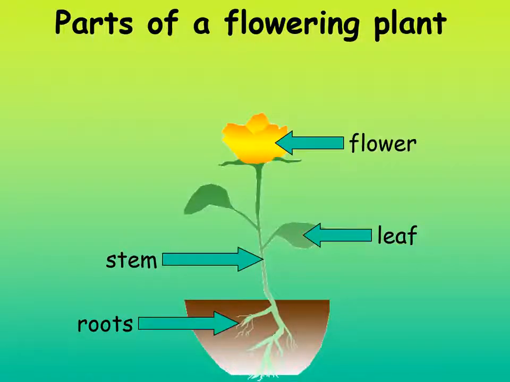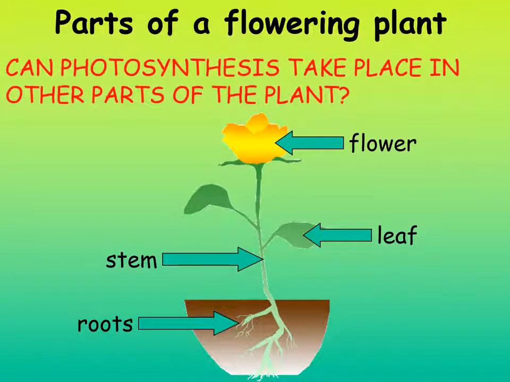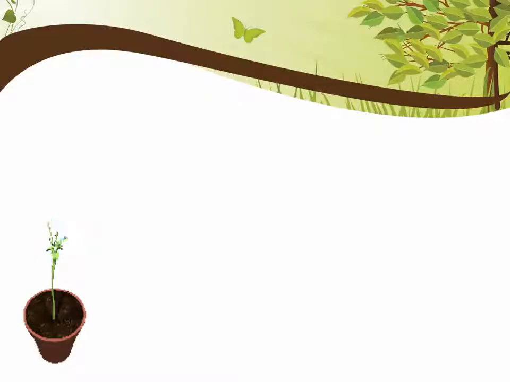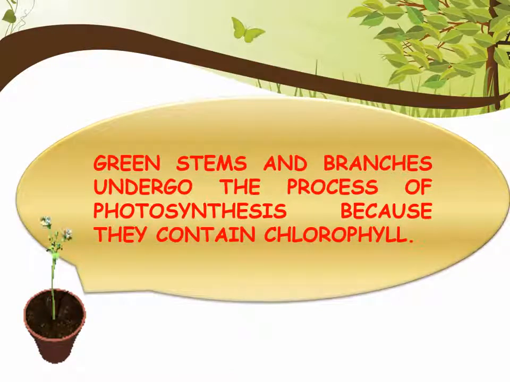I want to ask you a question. Can photosynthesis take place in other parts of the plant? Yes, green stems and branches of the plants can also undergo the process of photosynthesis because these green parts also contain chlorophyll.